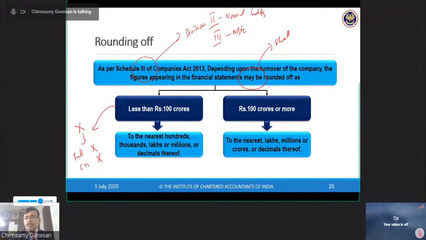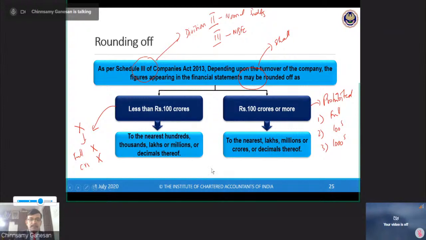But what is prohibited here? Prohibited are: 1, full figures; 2, hundreds; 3, thousands, and all other things are available. So this is the difference which you have to understand when somebody is asking a question in the examination: what is the rounding off requirement on a mandatory basis as per Schedule 3 relating to Ind AS companies, right?